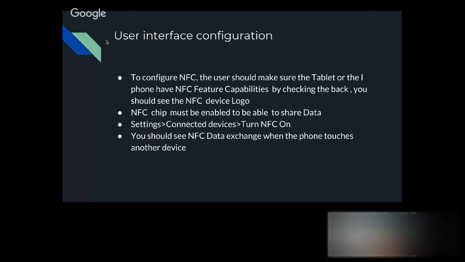User flow. To configure NFC, the user should make sure the tablet or the phone has NFC capabilities by checking the back. You should see the NFC logo on the back of your phone. The NFC chip must be enabled to be able to share data as well. Go to the settings menu and then press More. After you press More, you should see NFC data exchange when the phone touches another device.